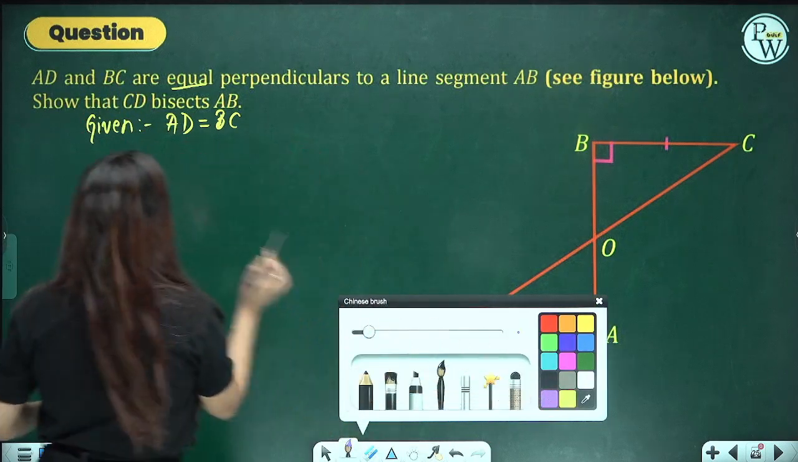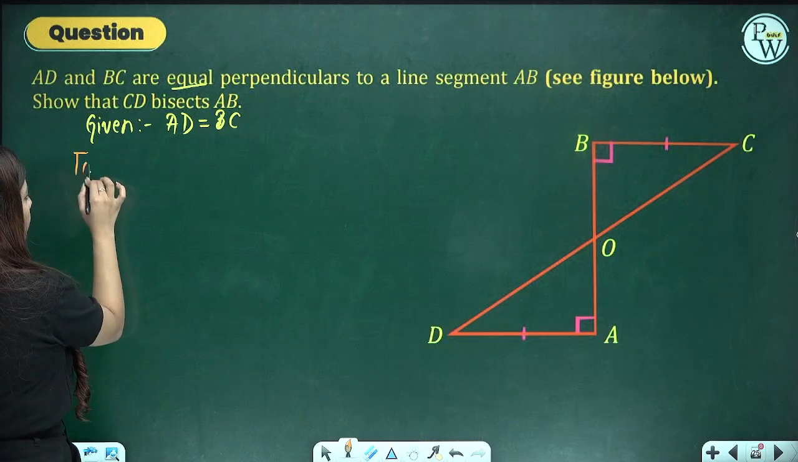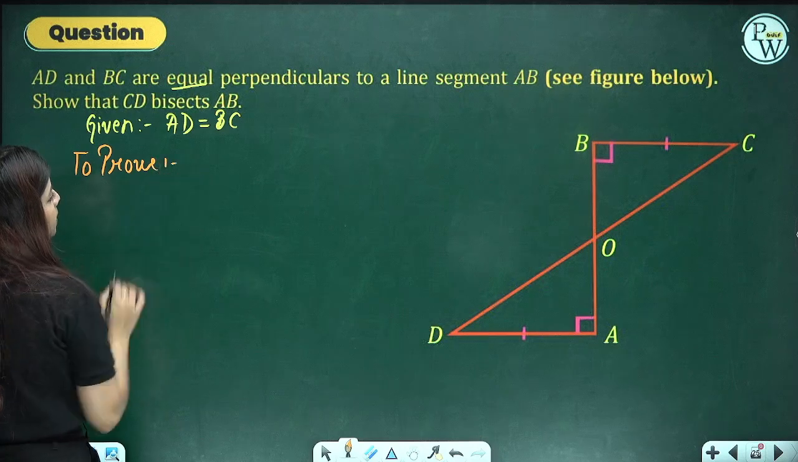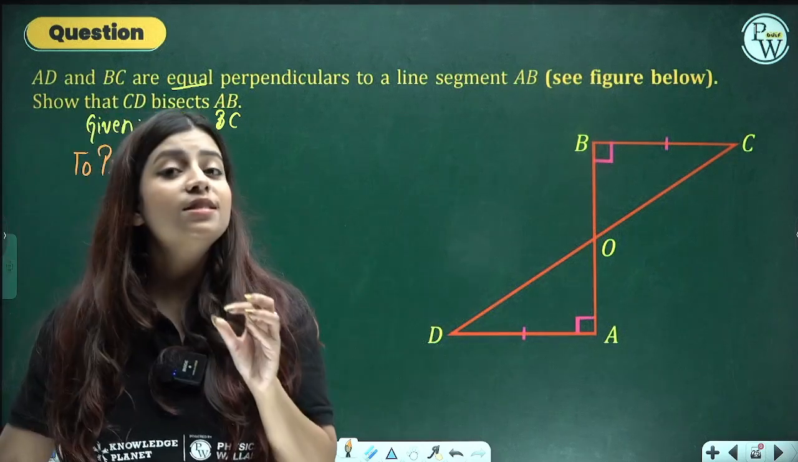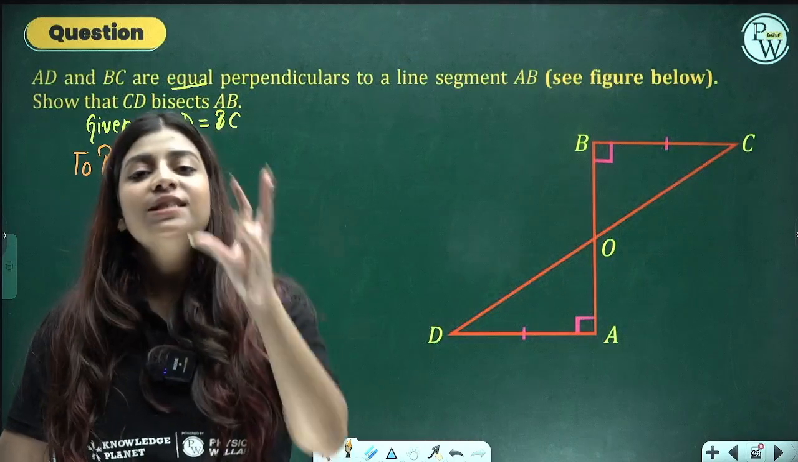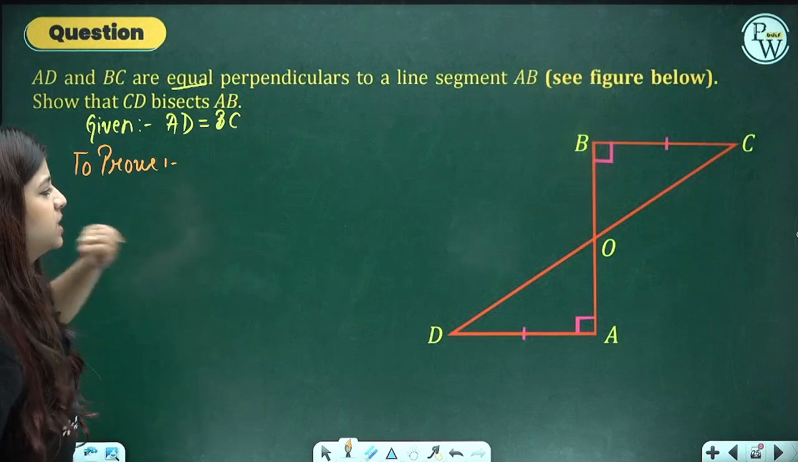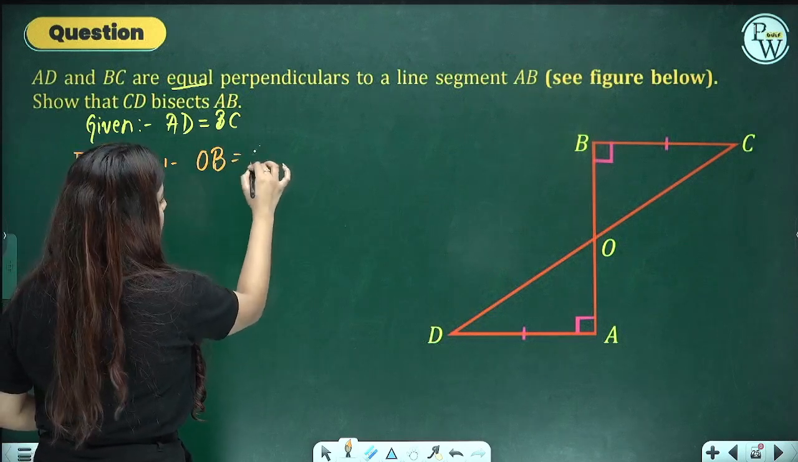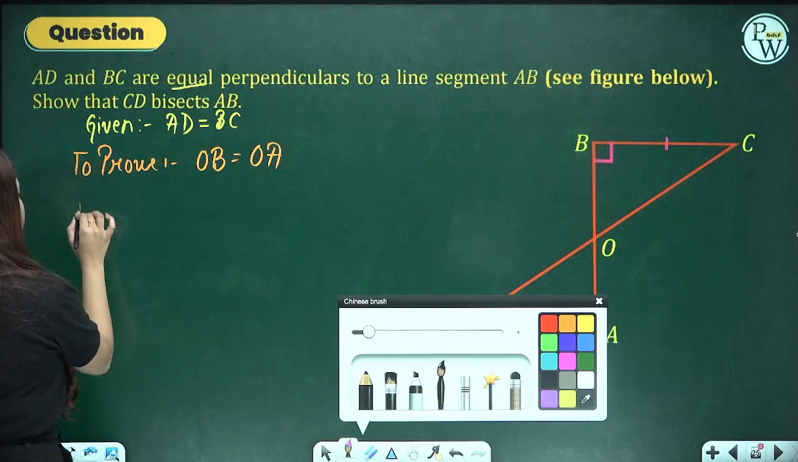What basically do we have to prove? Over here we have to prove simply that CD bisects AB. What is the meaning of bisects? Splits into two equal parts. That means we have to simply show that OB is equal to OA. This is what the question means, right? Let us start with the proving.